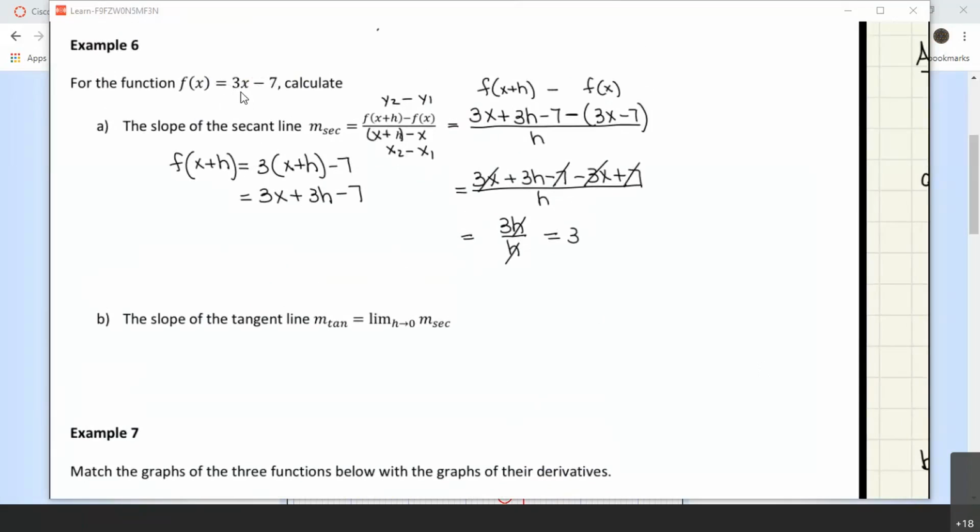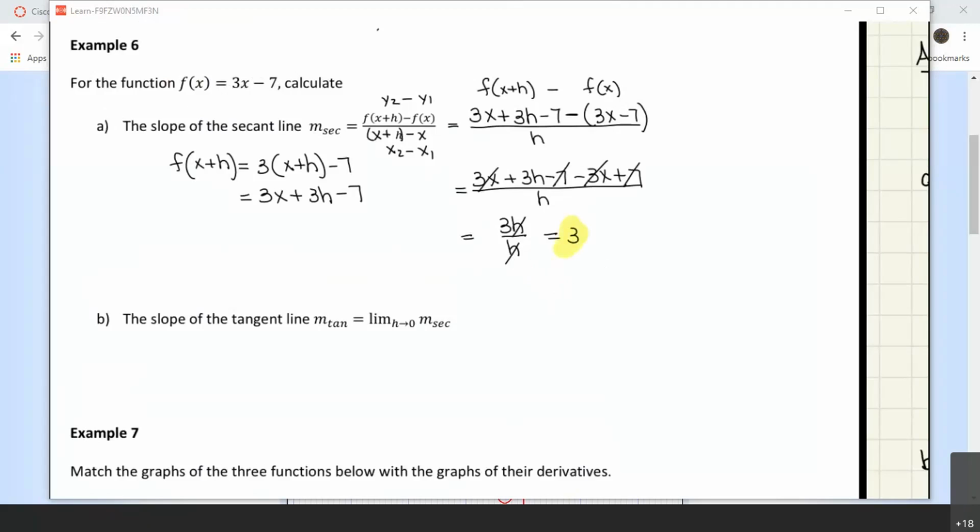Yeah, f of x has a slope of 3. See it right here? Does the slope of a linear function change as you move around the graph? No. Linear functions are defined by a constant slope. And look at what you got. You got a constant slope.